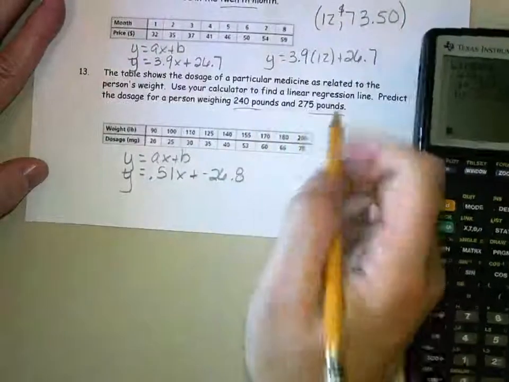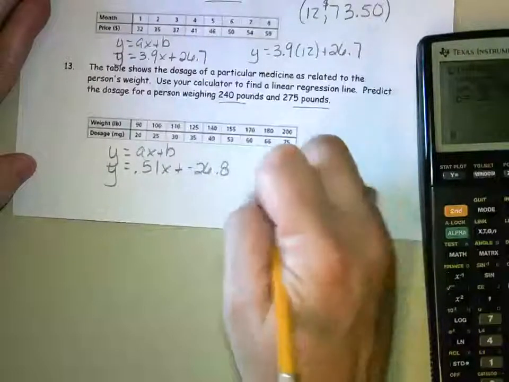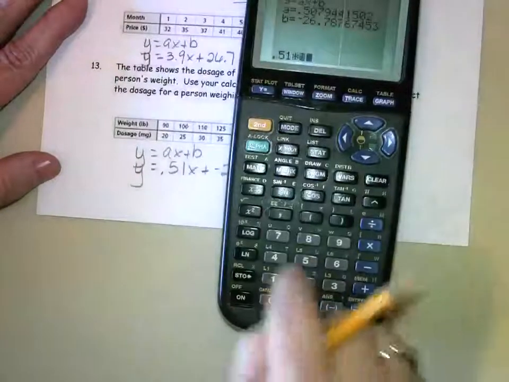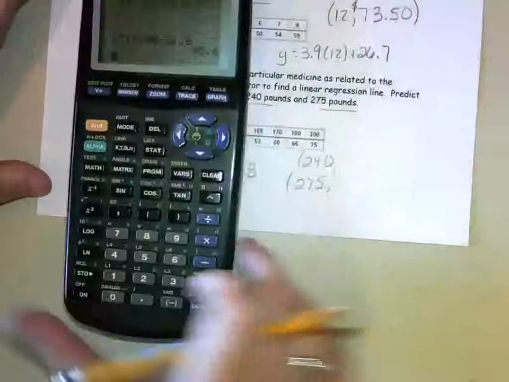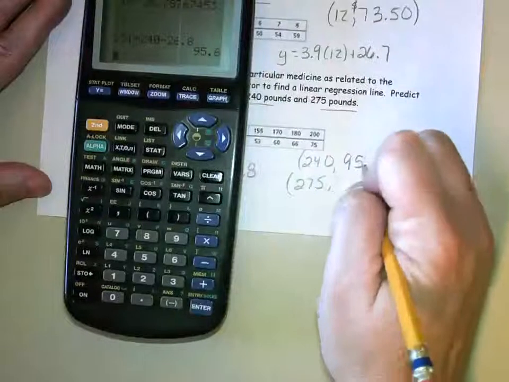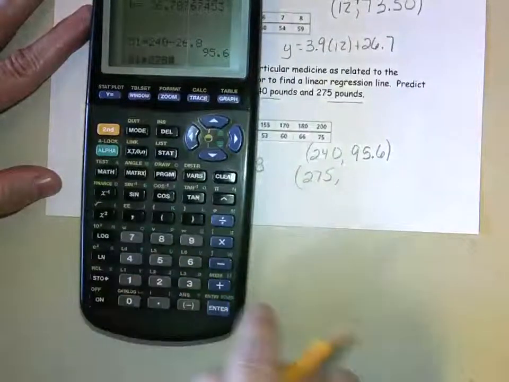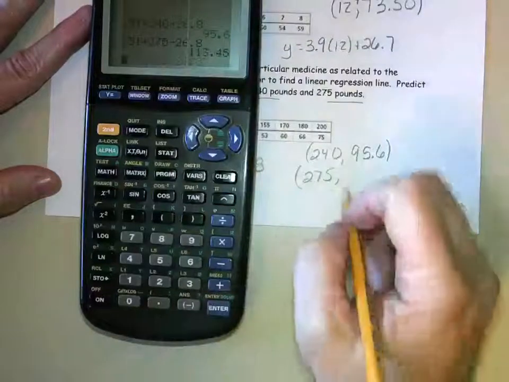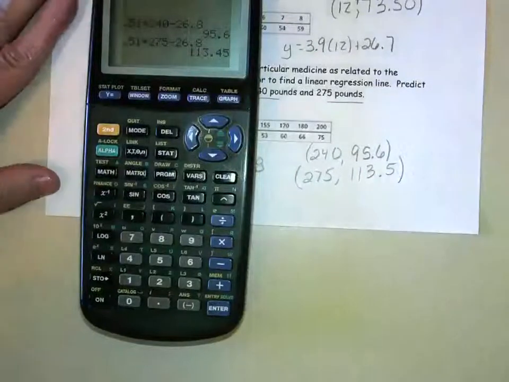We're asking for two predictions, 240 pounds and 275 pounds. So we do 0.51 times 240, subtract 26.8, and that would be 95.6 milligrams. And then we do 0.51 times 275 minus 26.8, and for a 275 pound person, I'm going to call it 113.5 milligrams.